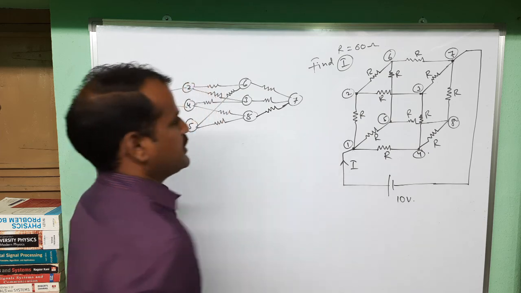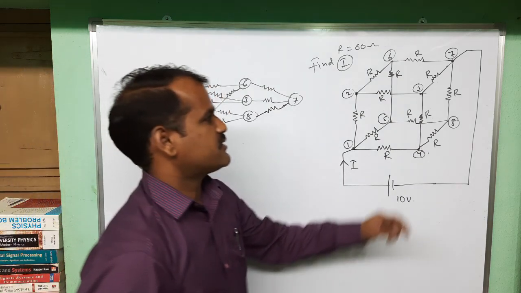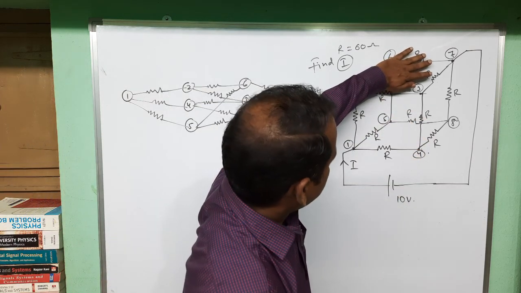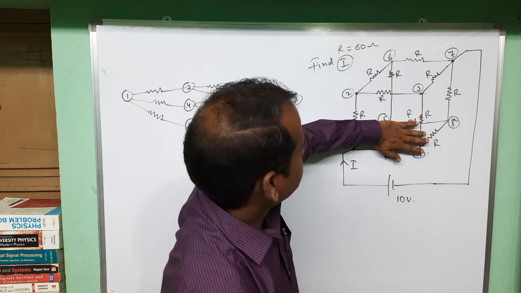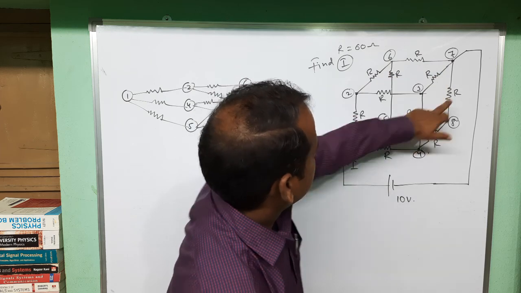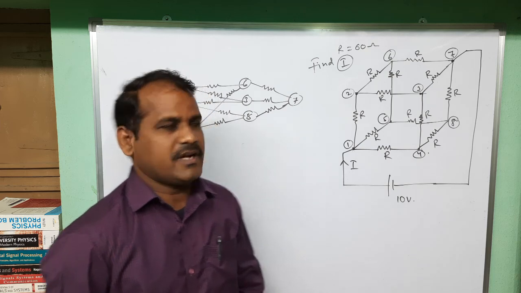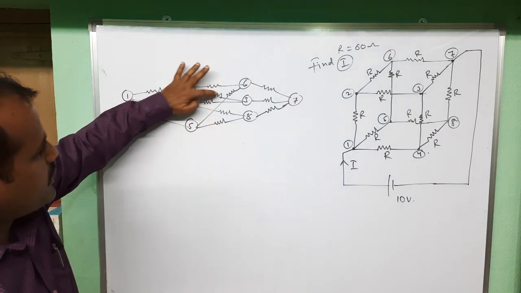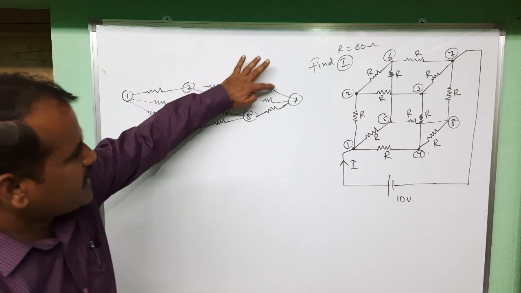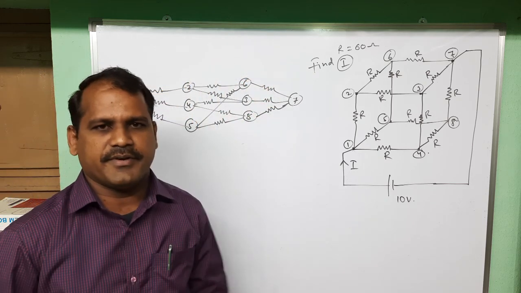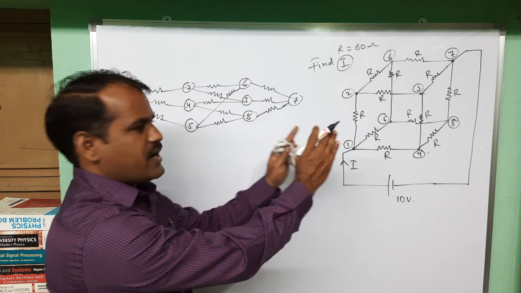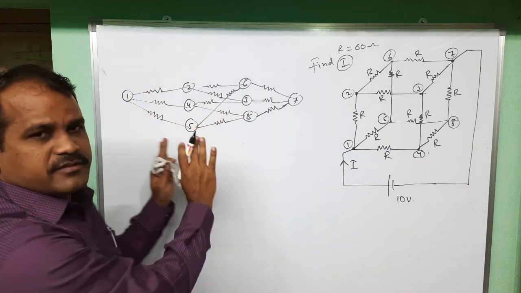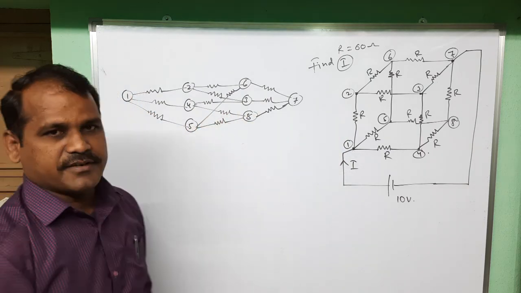So just verify once again, totally how many resistors are here? This 4 and this 4, 8, and 4 sides, 12. Totally 12 resistors are there. If you observe, 1, 2, 3, 4, 5, 6, 7, 8, 9, 10, 11, 12, 12 resistors are configured. So the same arrangement I have replotted like this just for the convenience of understanding.